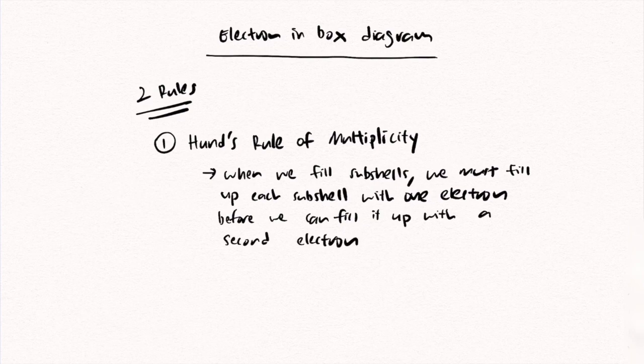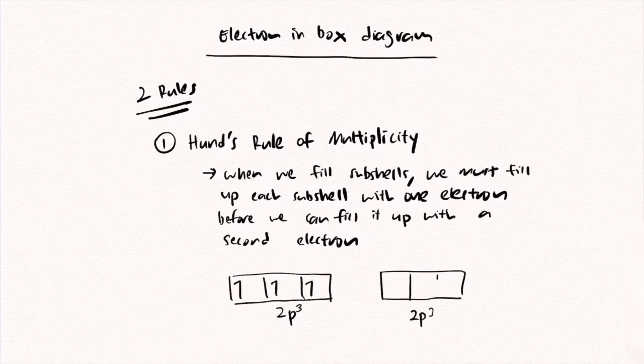For instance, if I have a 2p subshell, which has 3 orbitals, and I have 3 2p electrons, I must fill up each orbital with 1 electron. It will be wrong if I draw it in this manner. We are not allowed to pair up electrons when empty orbitals are still present within the same subshell. This is to minimize repulsion.